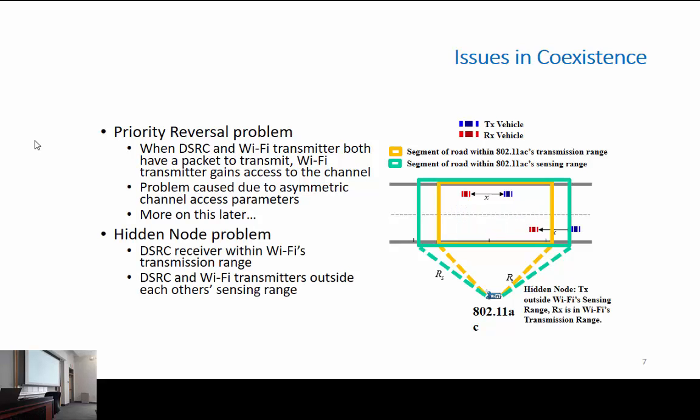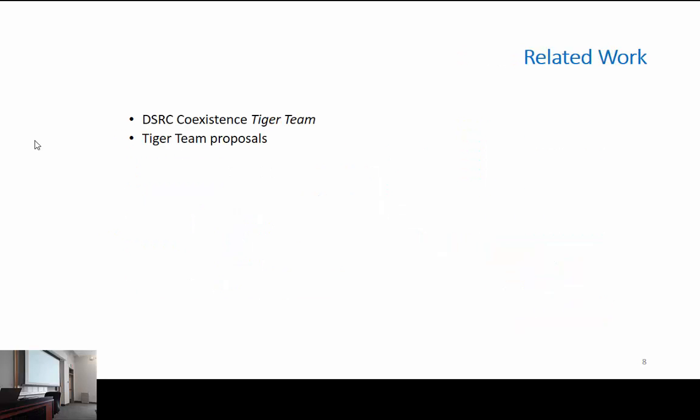And then there is of course the hidden node problem, which exists in any distributed protocol for channel access. Some of the related work out there: stakeholders from vehicular-to-vehicular communications and the Wi-Fi industry came up to form what's called the DSRC Coexistence Tiger Team. I don't know why the name, but they had several meetings and came up with two specific proposals.